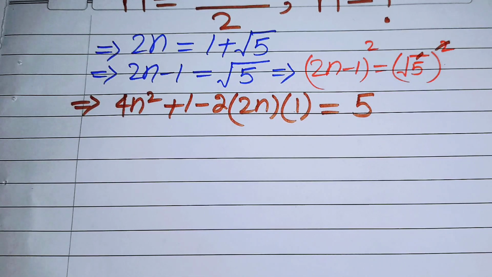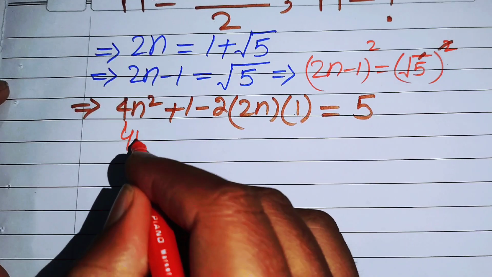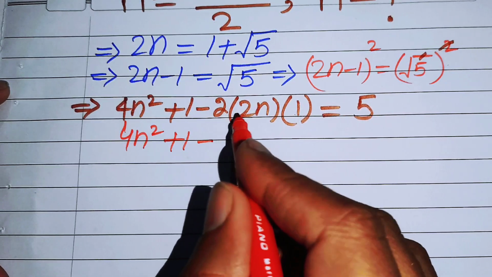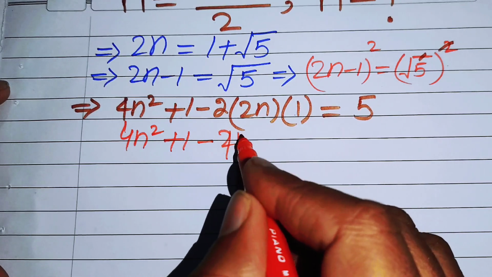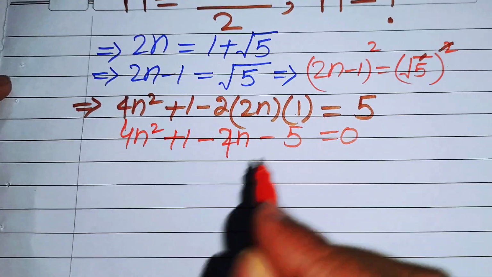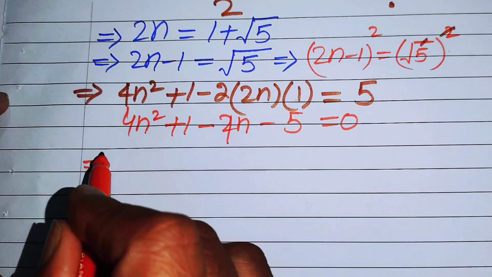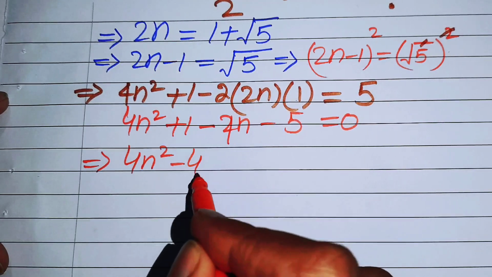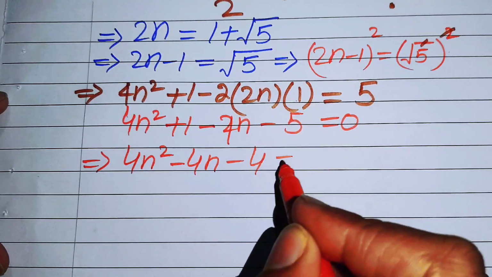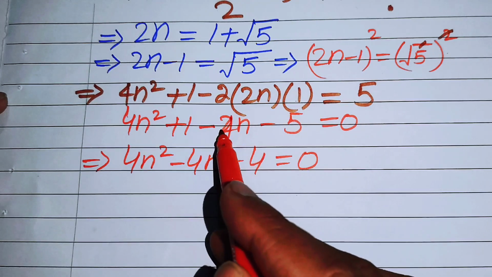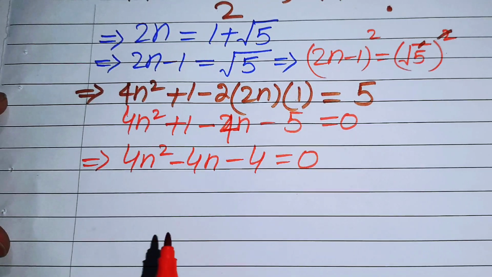And now in the next step we simplify this equation, and we obtain here 4 times n square plus 1 minus, here you have 2 times 2n equals 4n, and we move this 5 to the left hand side, and this whole equation equals 0. Now this equation implies that 4n square minus 4n minus 4 equals 0. We subtract 1 minus 5 equals minus 4, and we have the 4n here.